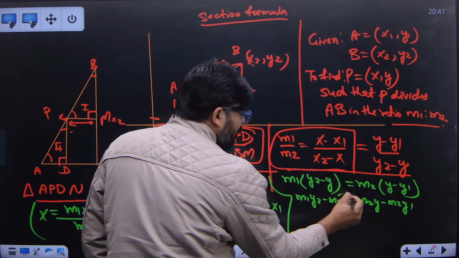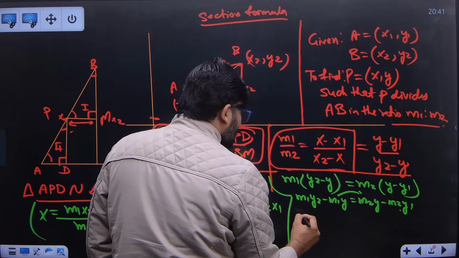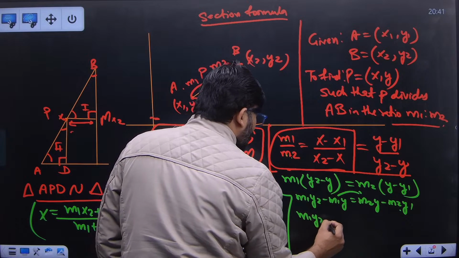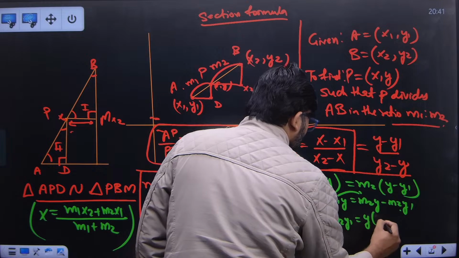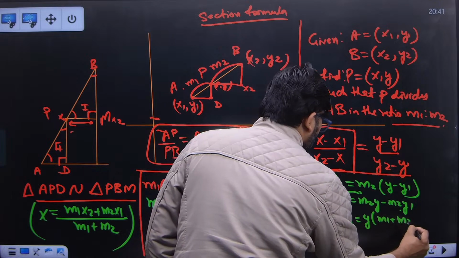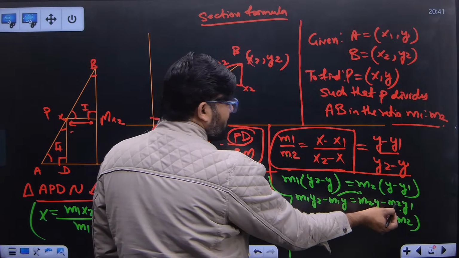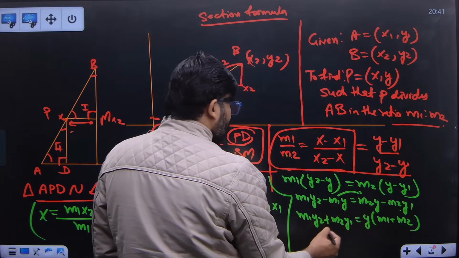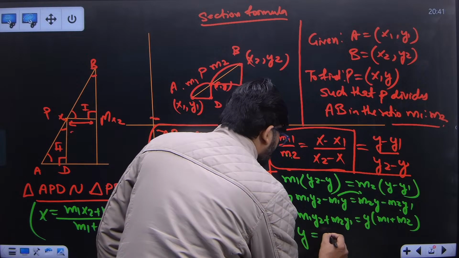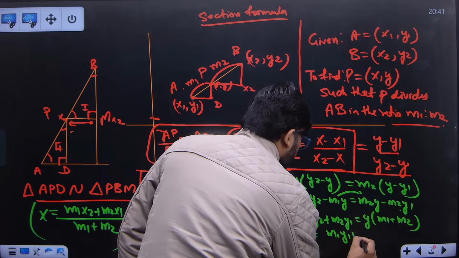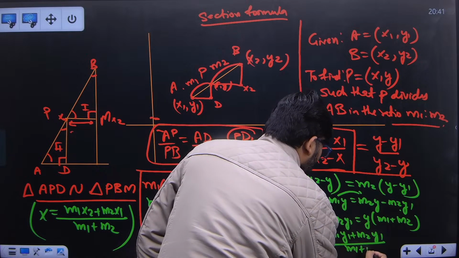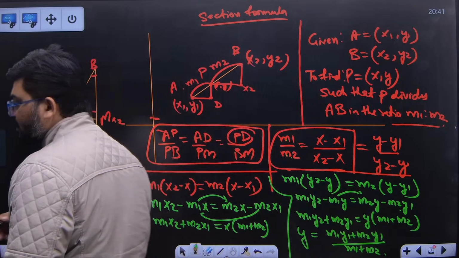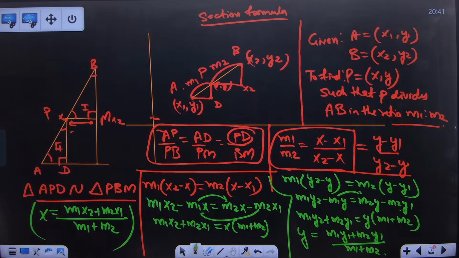Now I will take all the y on one side and m2 y1 on this side, so we will get m1 y2 plus m2 y1 is equal to y times m1 plus m2, because when I take m1 y on the other side, it will be m1 plus m2 if I take y common. So y will be equal to m1 y2 plus m2 y1 divided by m1 plus m2. I wanted you to write this down, both of them, and then I will conclude both the formulas on the next page. Yes, sir. Give me a minute then. Yeah, take your time.